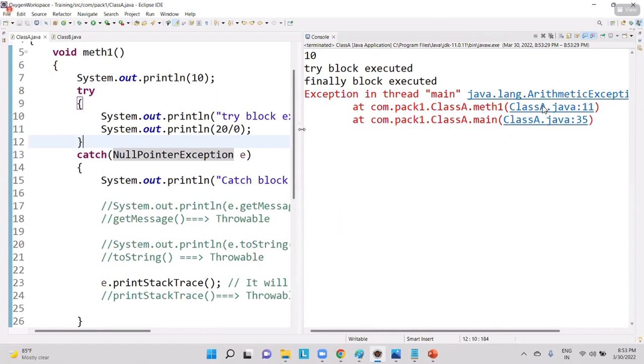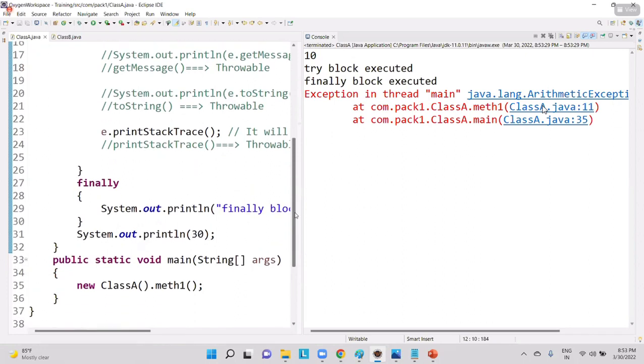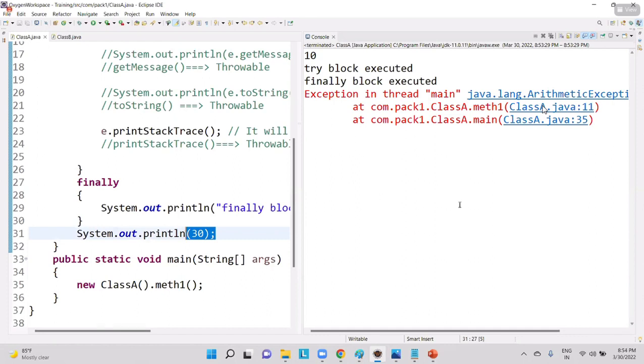No. Very good. How do you know that my exception is not handled? Because 30 is not printed. Guys, finally block, always it will be getting executed, irrespective of an exception. Exception is there or not, that does not matter. But here, we did not get our 30. So exception is not handled.